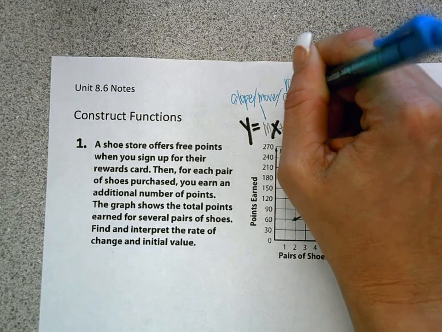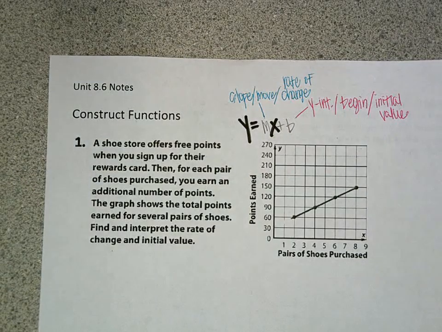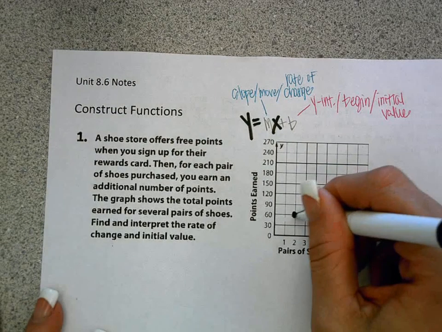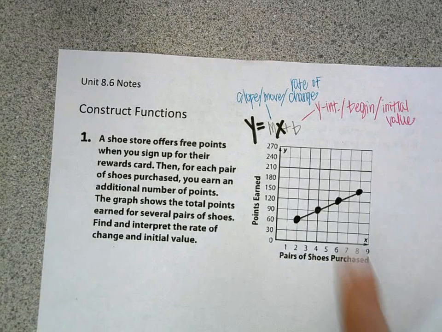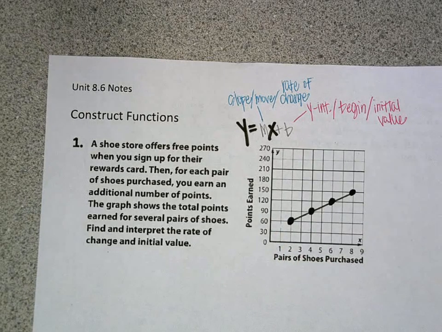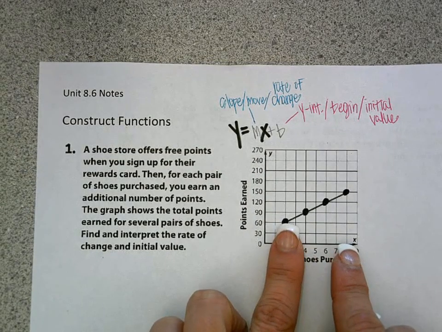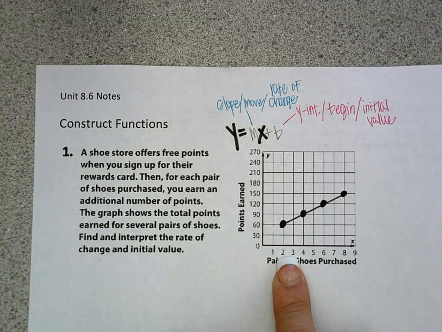For this one, it says a shoe store offers free points when you sign up for their rewards card. Then for each pair of shoes purchased, you earn an additional number of points. The graph shows the total points earned for several pairs of shoes. Find and interpret the rate of change and initial value. Rate of change is basically the slope. If we look at some points, you always want to look at lattice points, where the lines cross.